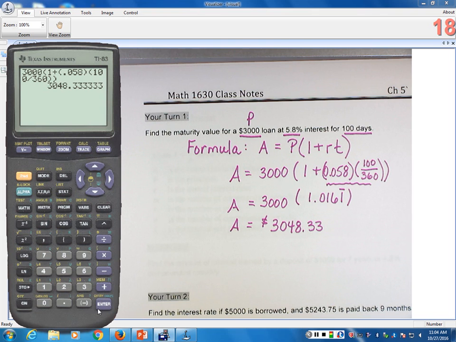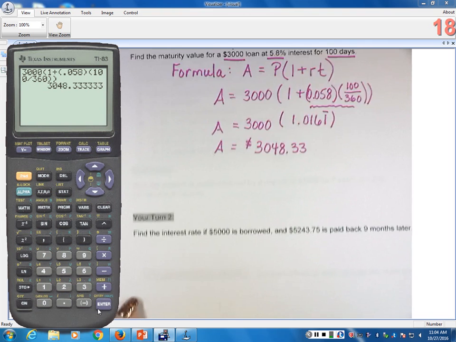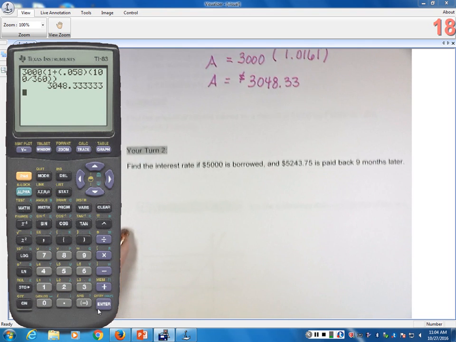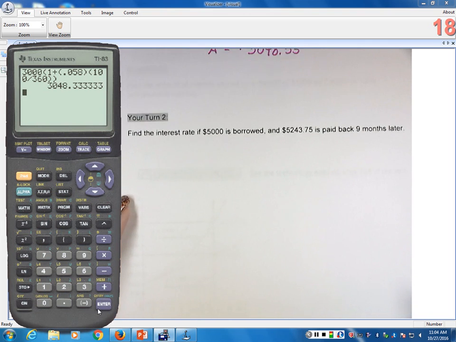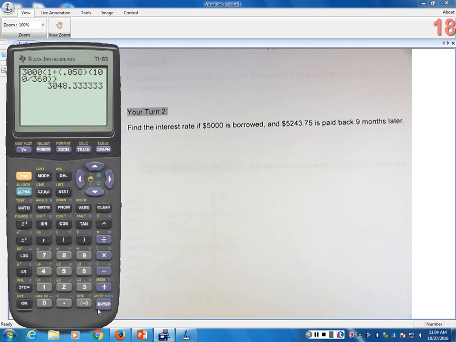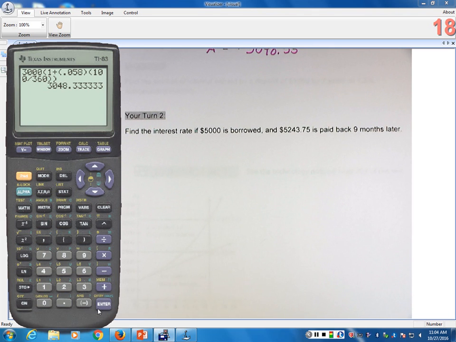The next problem is a little bit more challenging, so I'm going to work through it with you. But I'll still probably call on you for some answers. So find the interest rate if $5,000 is borrowed and $5,243.75 is paid back at the end of 9 months. What was the interest rate?